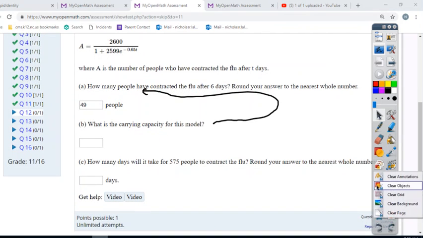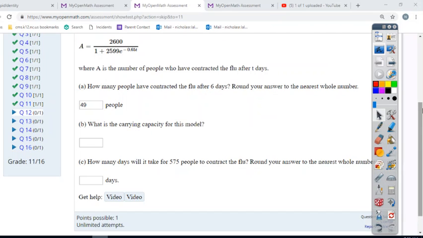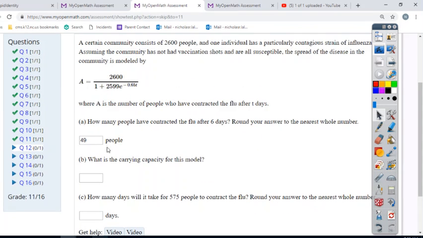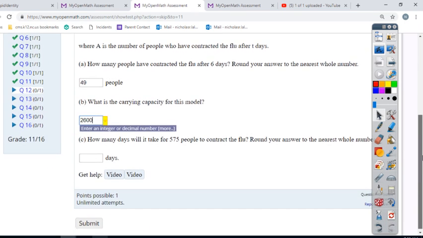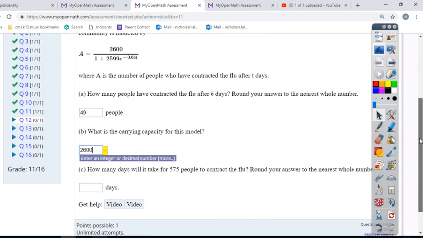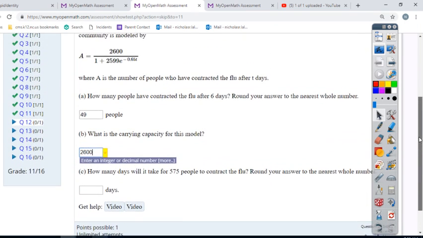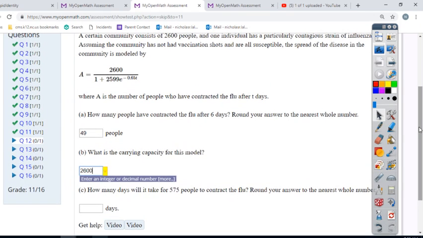So that's the carrying capacity, that's just the numerator of the logistic function, so that's going to be 2,600. And how many days will it take for 575 people to contract the flu? That's going to just require us to set A equal to 575. The fastest way to do that is to actually plug this function into Desmos, find the intersection with 575, and find that intersection.